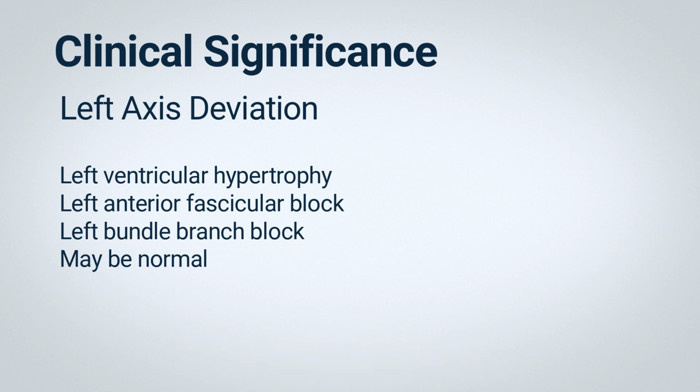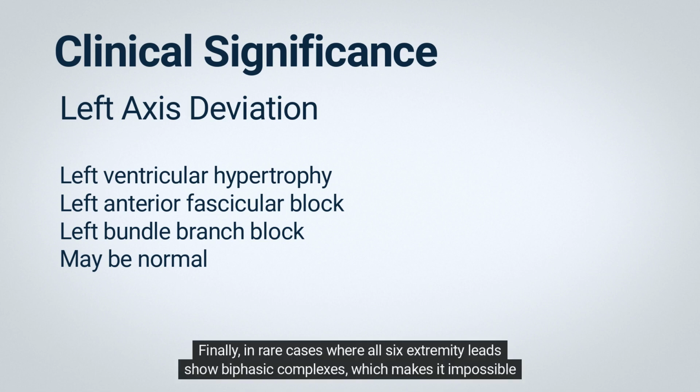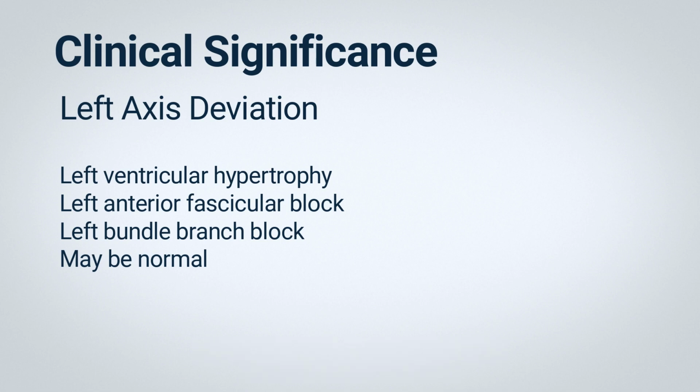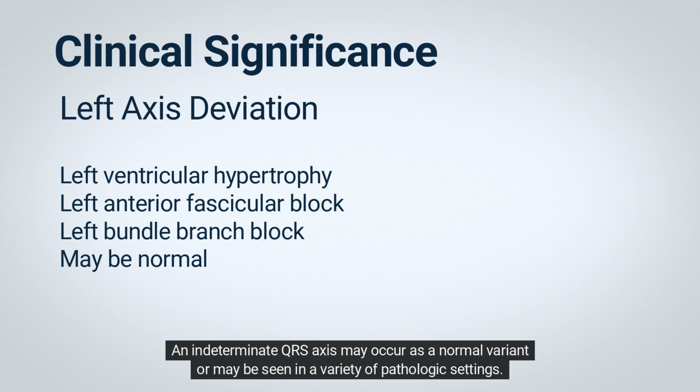be applied. Finally, in rare cases where all 6 extremity leads show biphasic complexes, which makes it impossible to calculate the mean frontal plane QRS axis, the term indeterminate axis is used. An indeterminate QRS axis may occur as a normal variant, or may be seen in a variety of pathologic settings.